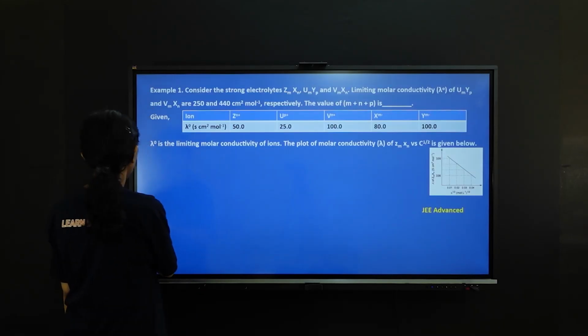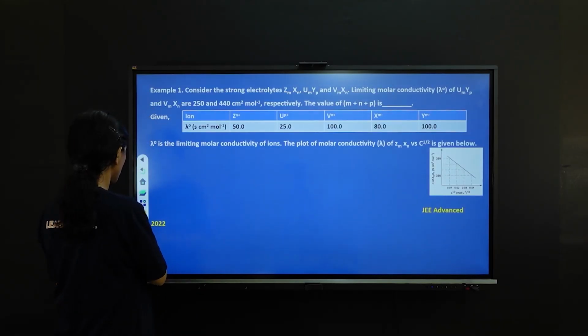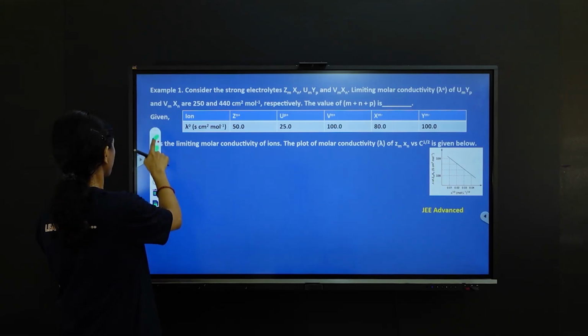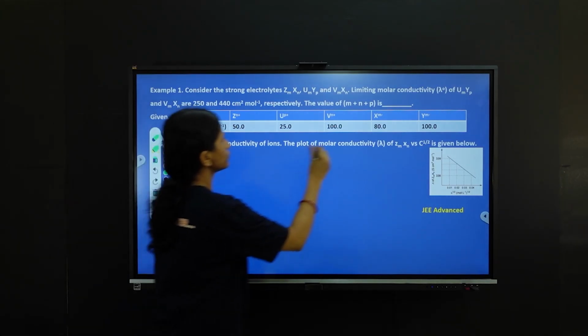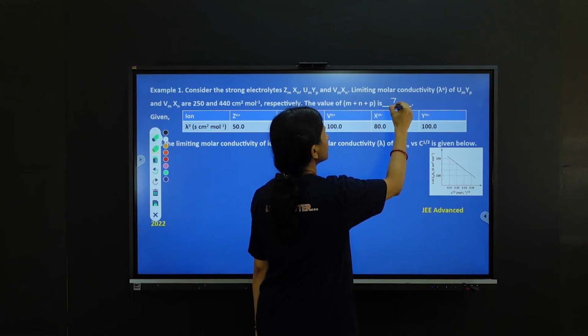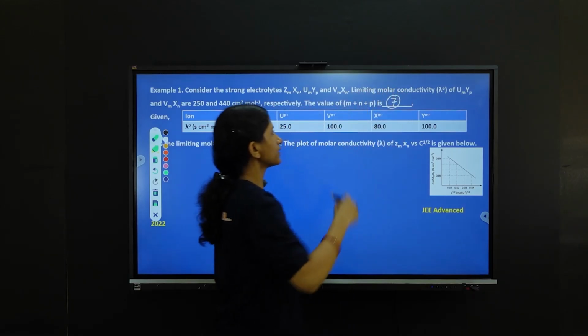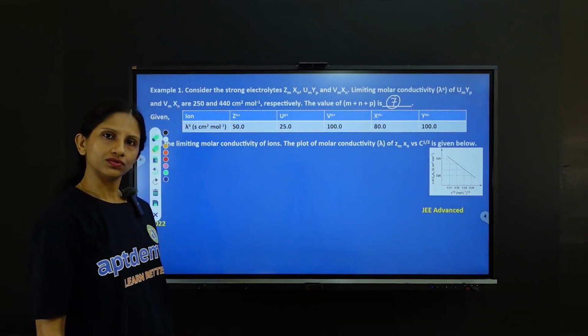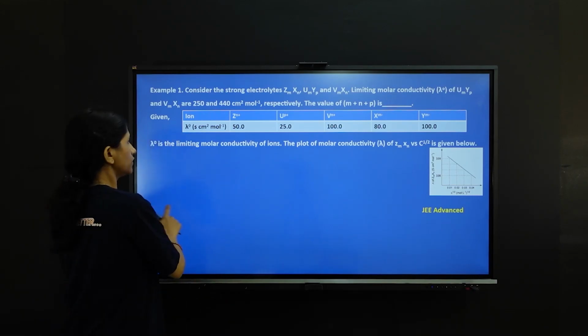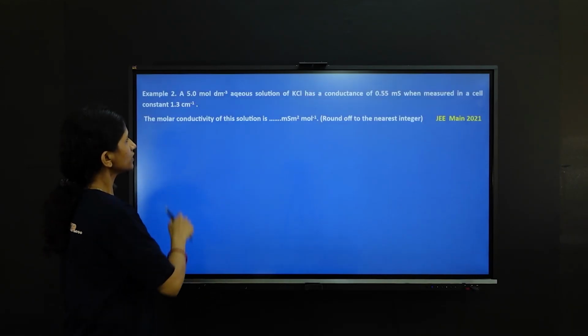So if you put the values here, we have to write down 7. So m plus n plus p is equal to 7. I hope you have understood. Now let's move on to the next one.